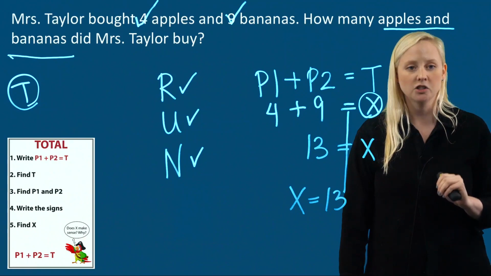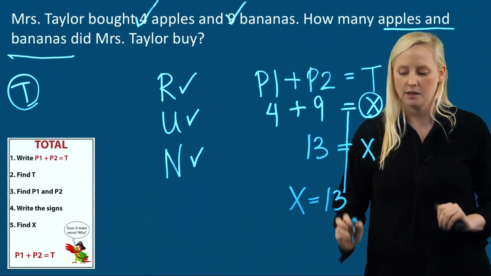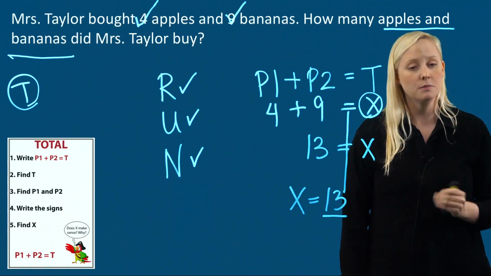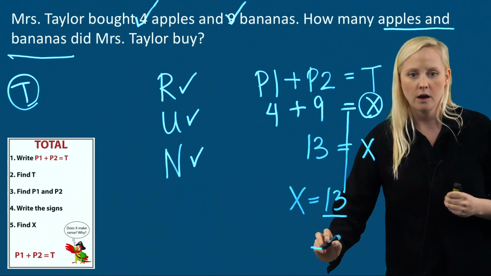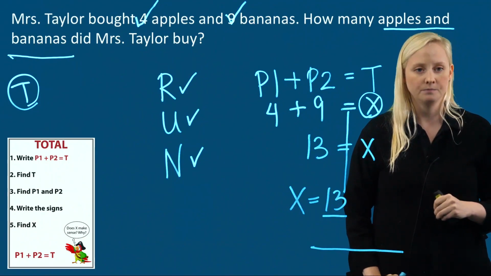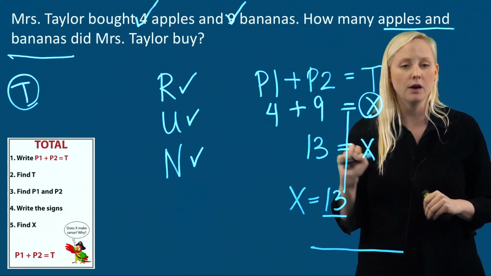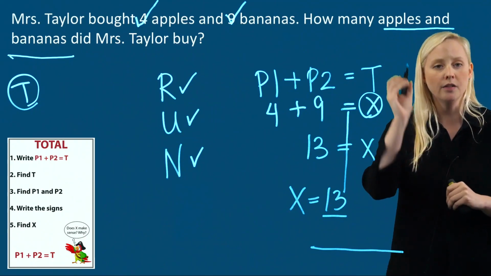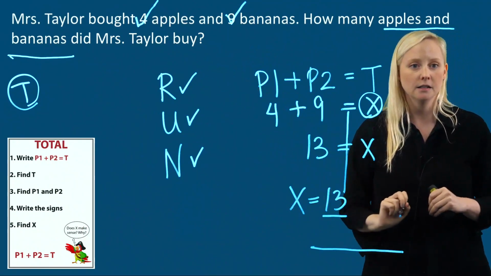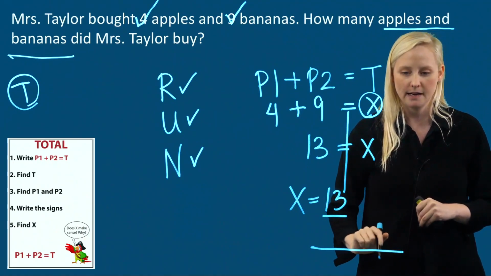But I'm not finished. Every answer needs 2 things. We need a number answer. We have the number answer. We also need a label answer. All we need to do is look back up, because during the U and run, we underlined our label. We saw that our label was apples and bananas. So all I need to do is write apples and bananas.